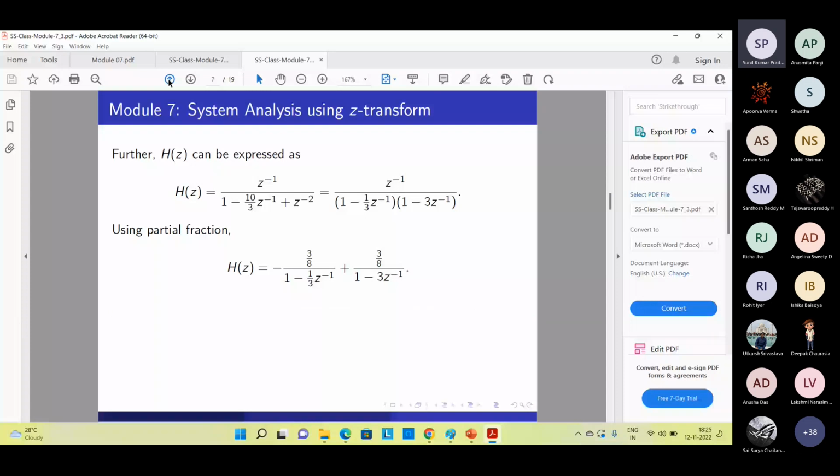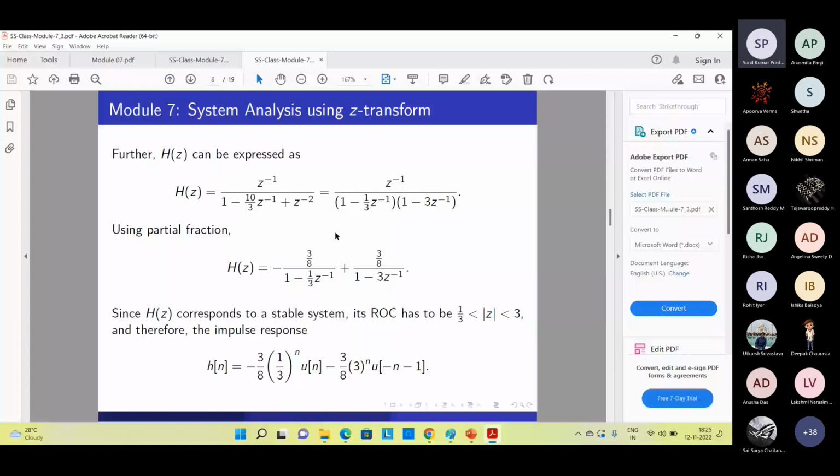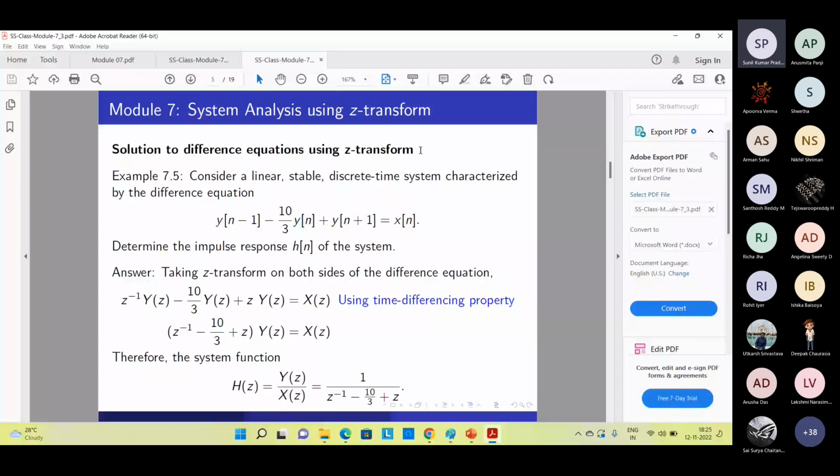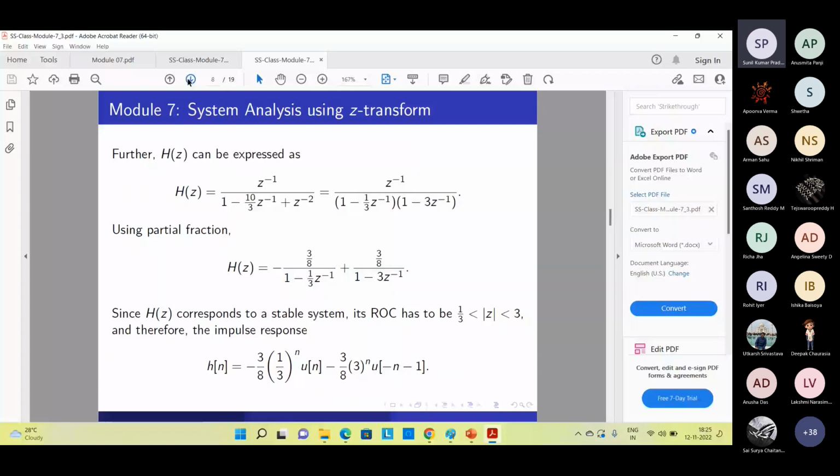If the difference equation is given, it is very simple. You find the Z transform on both sides. After taking the Z transform on both sides, you find the transfer function or system function, that is nothing but your H(z), and then you find its inverse Z transform. So your inverse Z transform of H(z) will give rise to your h(n), and your h(n) is nothing but your impulse response. Okay.